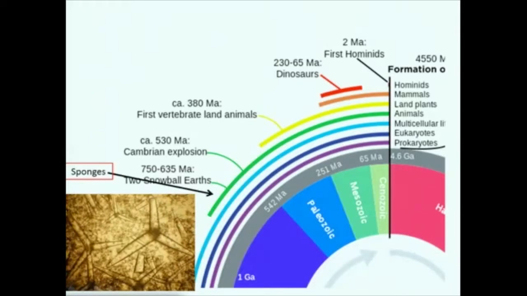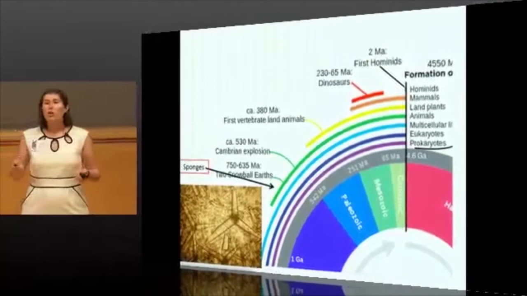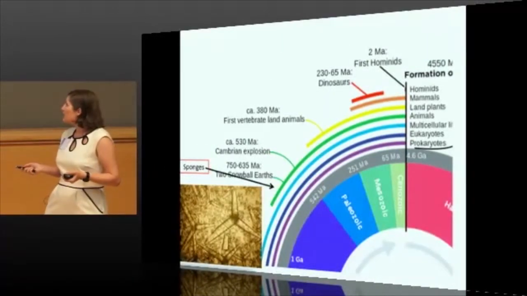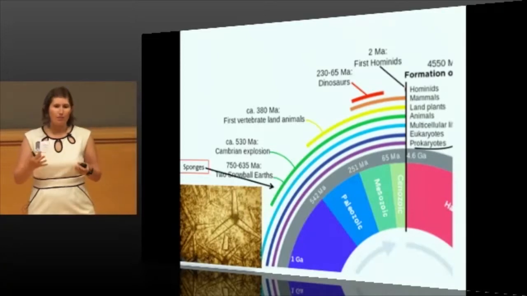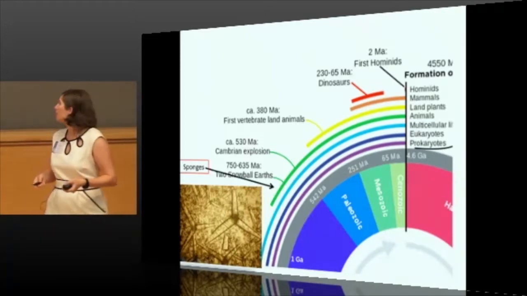So about 600 million years ago, we have sponge fossils. But when you fossilize sponges, what you mostly get are these tiny little silica glass spicules. So they don't look like a whole sponge, but they are evidence that silica-forming sponges were around.